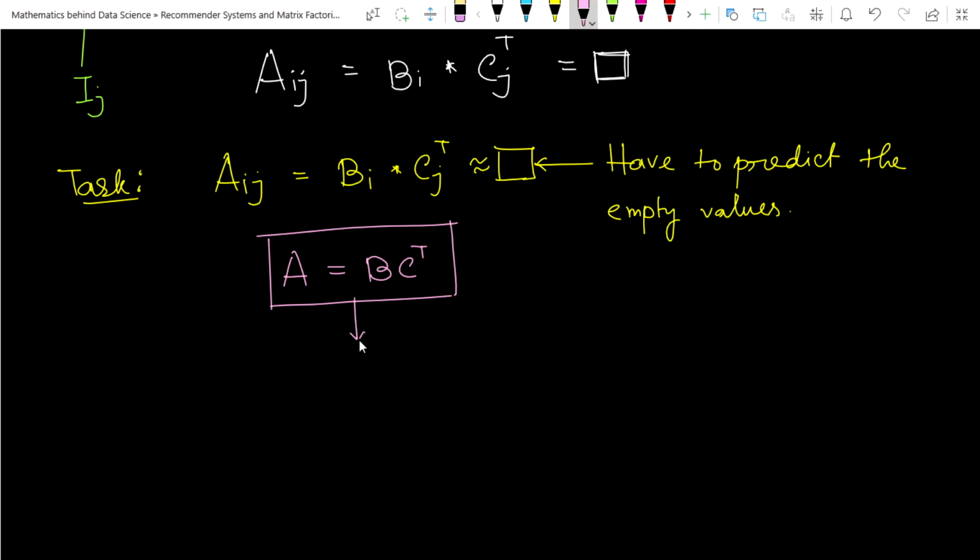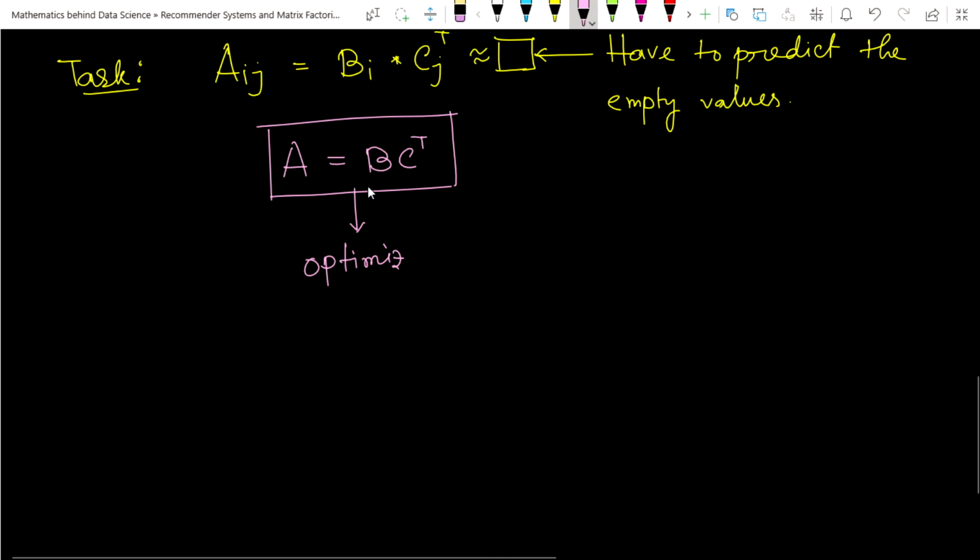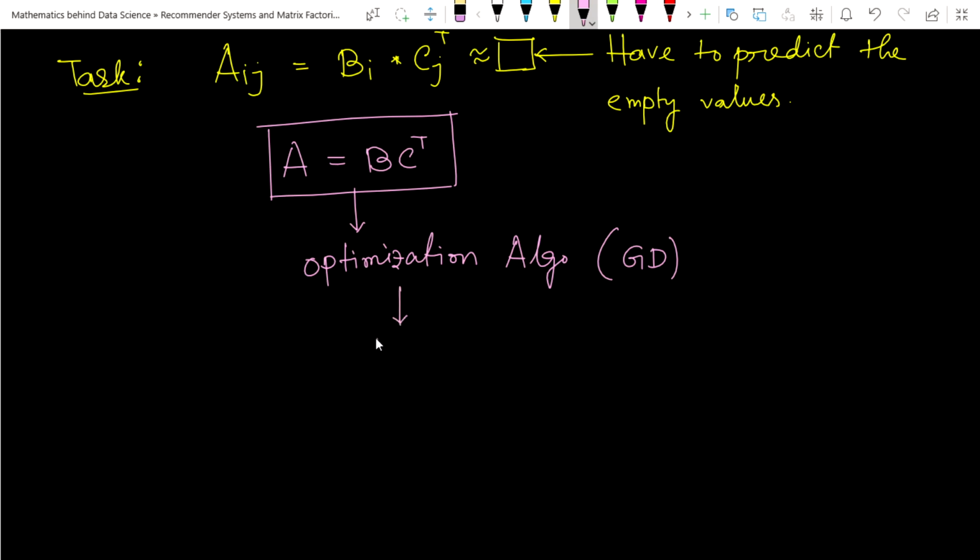So we will use an optimization problem. It may be gradient descent; any optimization algorithm we can use. In the chapter on solving optimization problems, we will see how to solve it with simple techniques. We can easily optimize these things with some optimization algorithm, it may be the gradient descent algorithm. Most of the time we have used stochastic gradient descent.